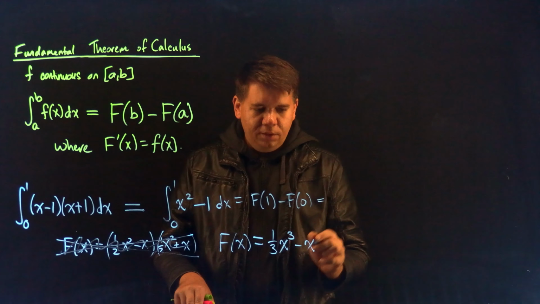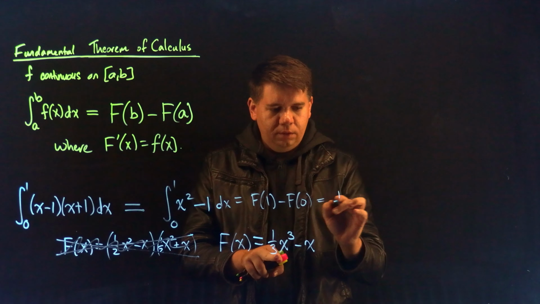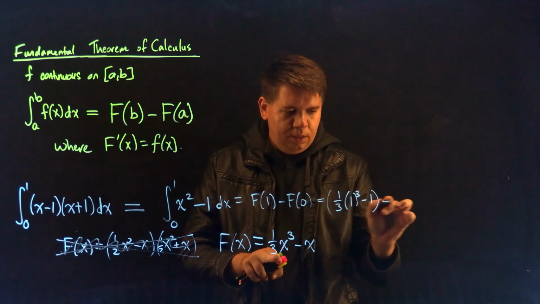So what do we get? Well, you plug in 1 and you get 1/3 of 1 cubed minus 1. Minus plug in 0, that's just 0 minus 0, just 0. And so this comes out to be 1/3 minus 1, negative 2/3. Now, you do a quick sanity check. Negative 2/3. Why did it come out to be negative? Why did this area come out to be negative? The definite integral is signed area.